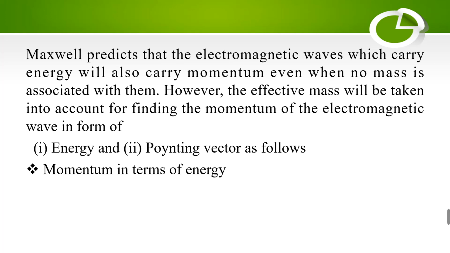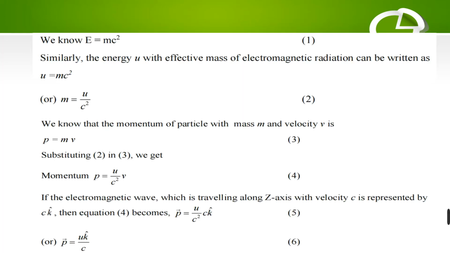So what is meant by an effective mass? When a wave particle is traveling from one part to another, the mass of the electron will vary with respect to the movement. That is called the effective mass. So the momentum of an electromagnetic wave is found using the energy and also the Poynting vector. Now we are going to see the topic, that is, momentum in terms of energy.